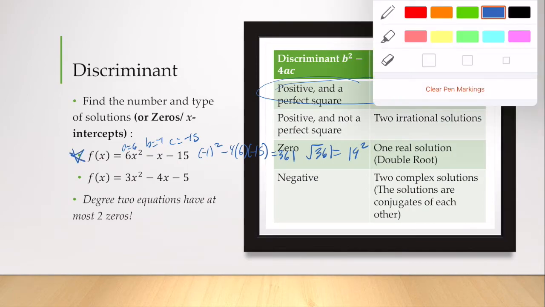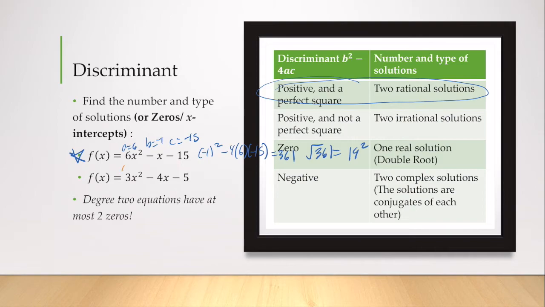We'll do the next example in orange. So I've got a equals 3, b equals negative 4, and c equals negative 5. I have negative 4 squared minus 4 times 3 times negative 5. Well, that's 16 plus 60, which is 76. Well, it's positive, but it's not a perfect square. The square root of 76 ends up being an irrational number. So we have two irrational solutions for this second example. Good to know.